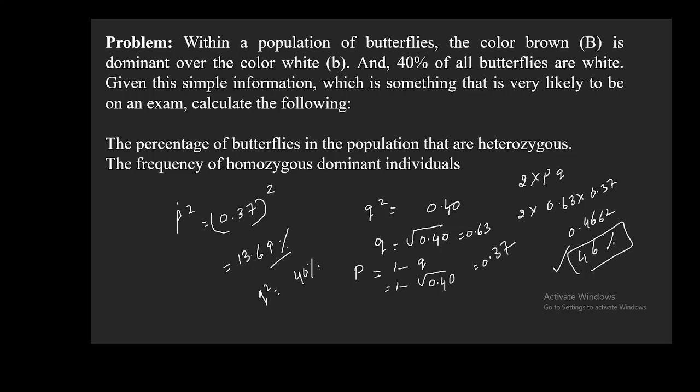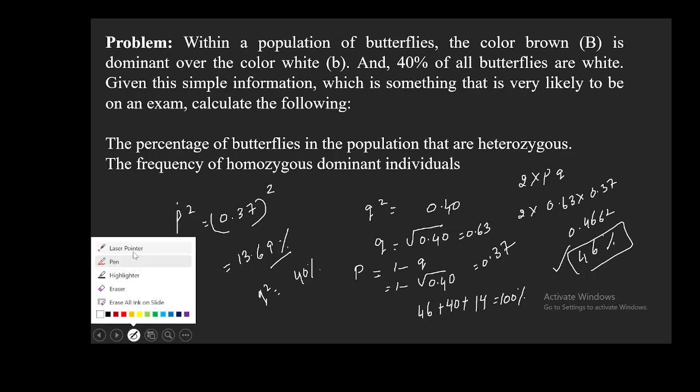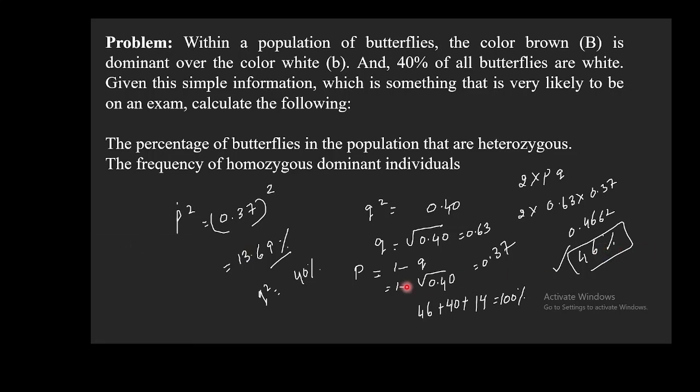That's how you can calculate it, and if you combine all of these percentages, it will be equal to 100%. For example, 46%, 40%, and 14% will be equal to 100%. So here you can see 46%, 40%, and 14%.